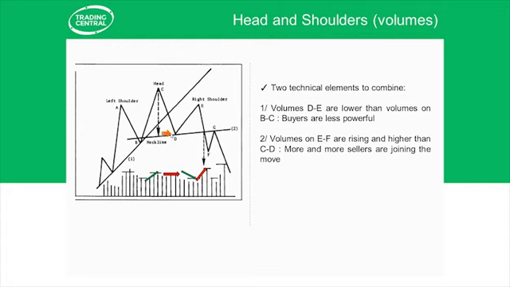and approaches the previous reaction low, so this is the point D, a third rally to point E on light volume that fails to reach the top of the head, so this is the point E, and a close below the neckline. And you can say that the pattern is validated when prices break below the neckline. Very often a return move, we call pullback, will often occur back to the neckline, so point G.